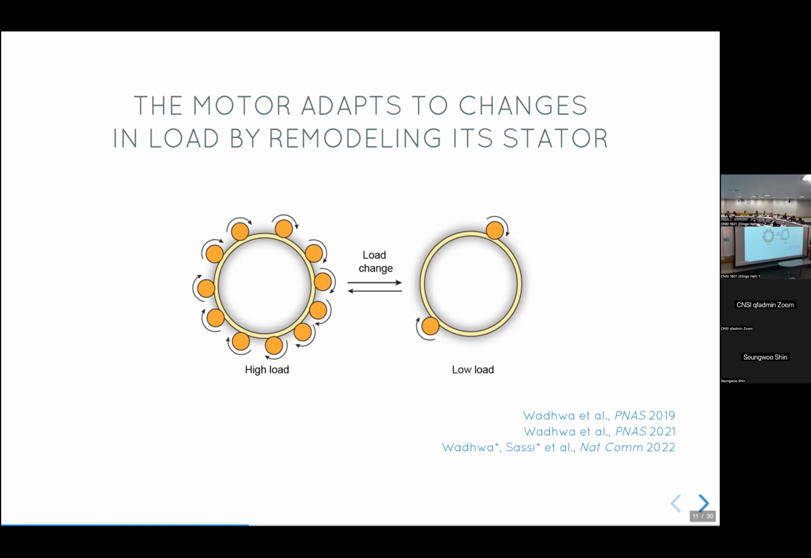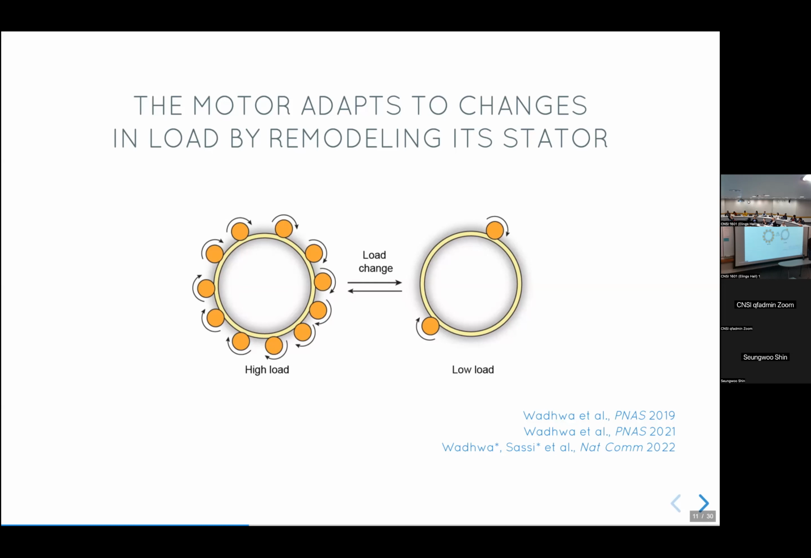But then it should saturate, right? Because you cannot add as many stators as you want. That's right. So here you were decreasing load, but in the previous experiment you were increasing load dramatically. That's right. It was still able to adapt. So can you probe that with this new system, the fact that you saturate the engine in terms of adapting to more load?